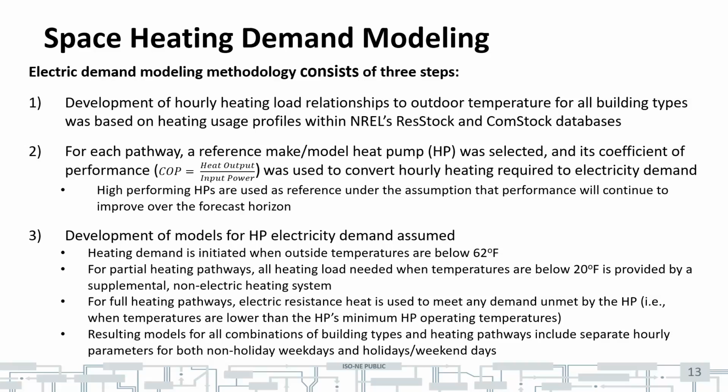And then, as a third step, the difference between full heating and partial heating. Number one, all heating was initiated when temperatures dip below 62 degrees Fahrenheit. But this is very key for partial heating: when the temperatures dip below 20 degrees Fahrenheit, we assume no electrical demand. And you'll see when I get to the adoption results that there's a significant share of our adoption forecast that is in this partial heating category. So think about that in terms of this uncertainty.